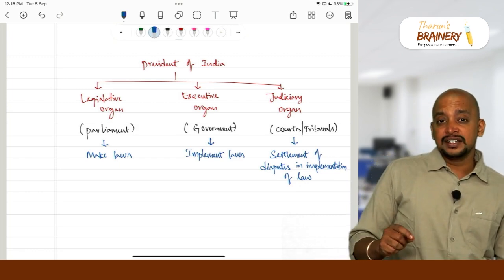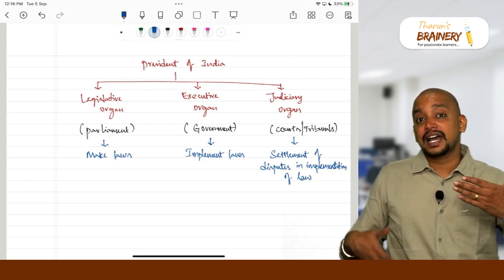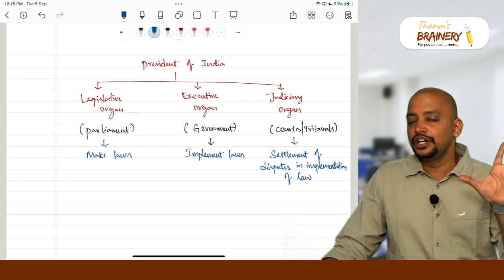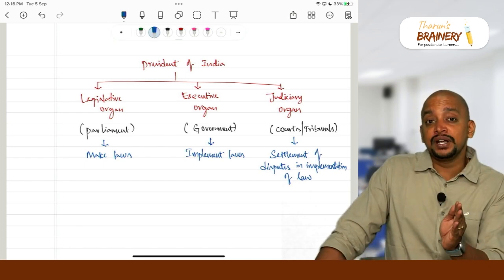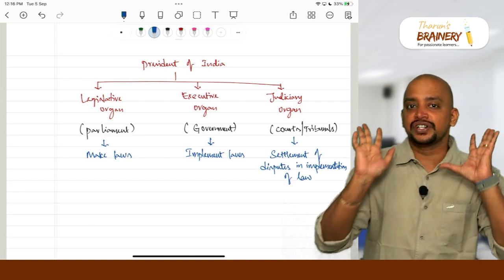Whereas the act will not contain the way of collecting the taxes or the procedures, etc. The act will not have that. That information will be there in the rules. So the act will contain the provisions.